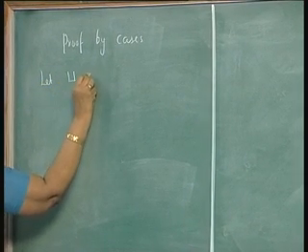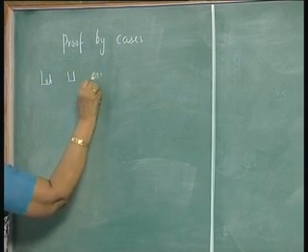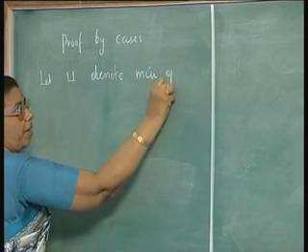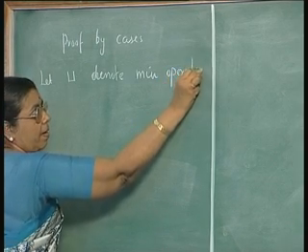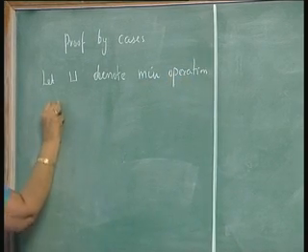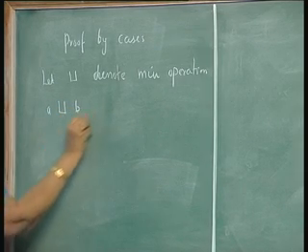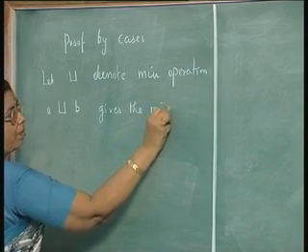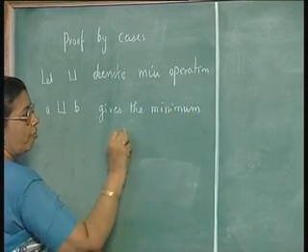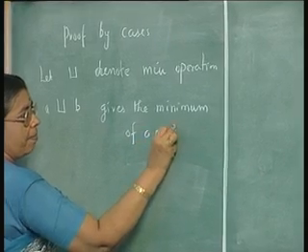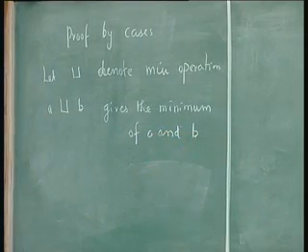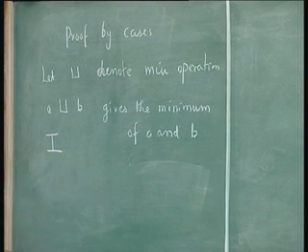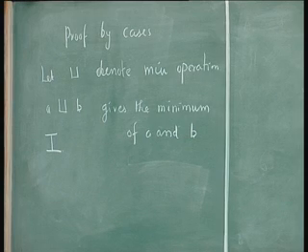Let this denote the min operation. Min operator, that is, A this B gives the minimum of A and B. Let us restrict ourselves to the set of integers. So, we consider the set of integers. Then we want to show that this operator is associative.